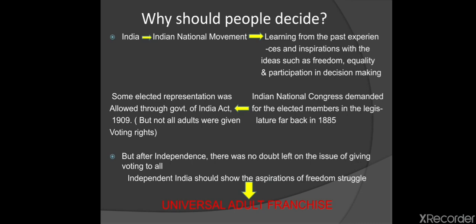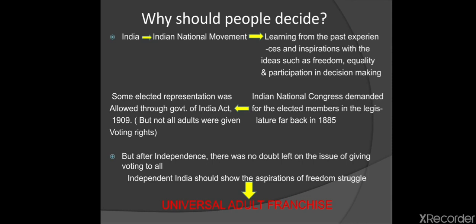After that, the Indian National Congress demanded elected members in the legislature far back in 1885. You know about the Indian National Congress, the party which is known as Congress today. Its roots go far back to 1885. In 1885 the Indian National Congress was formed, and at that time they demanded elected members in the legislature, meaning the lawmaking body. They demanded that the members of the lawmaking bodies should be elected.